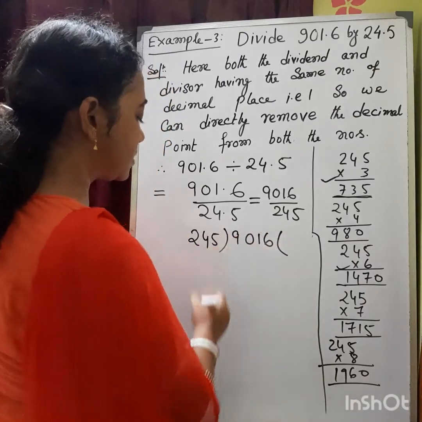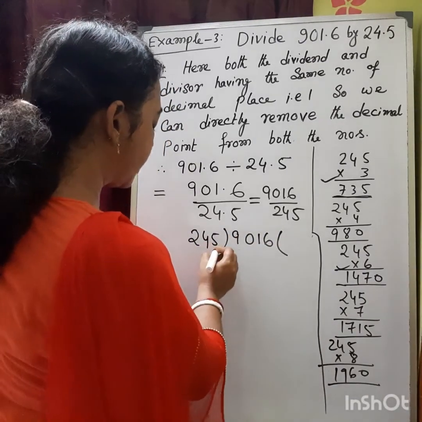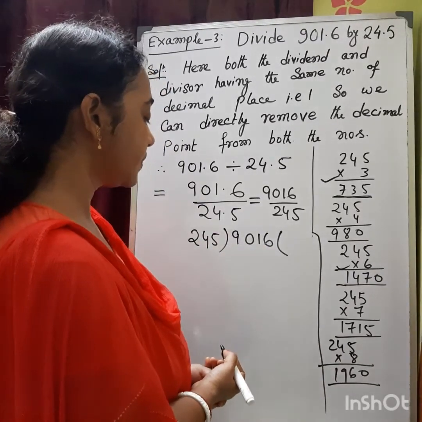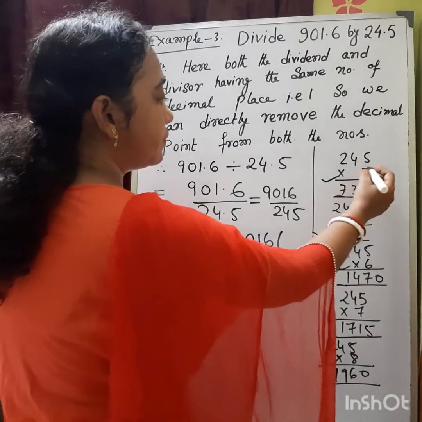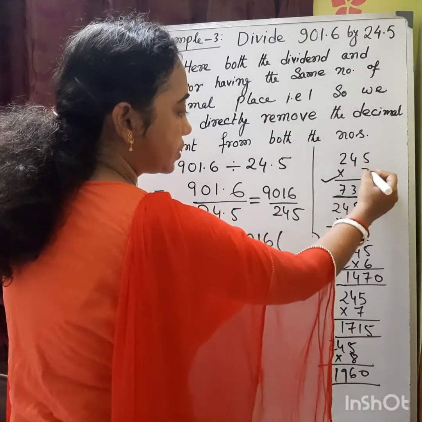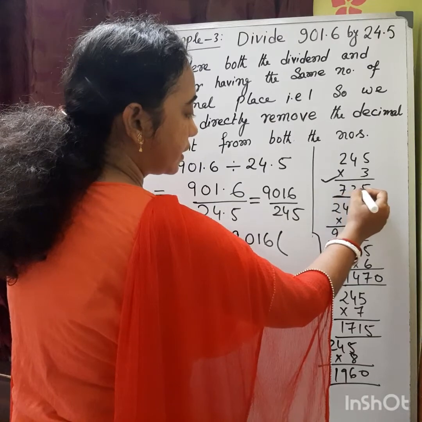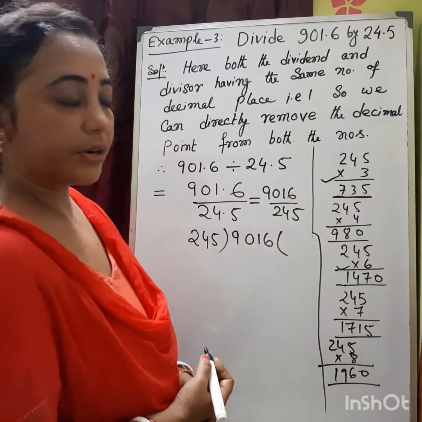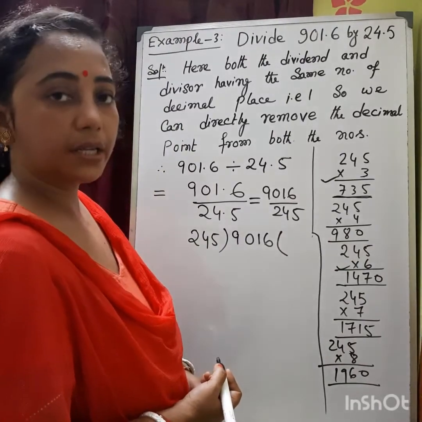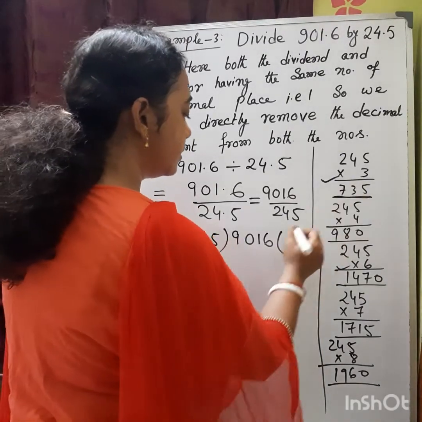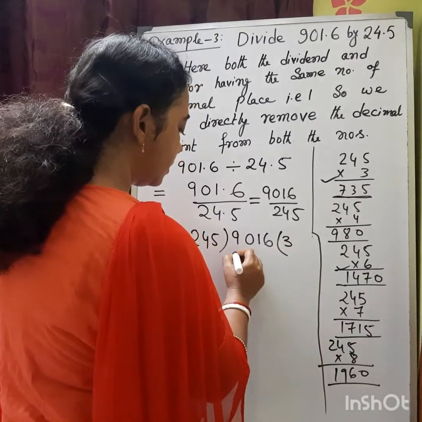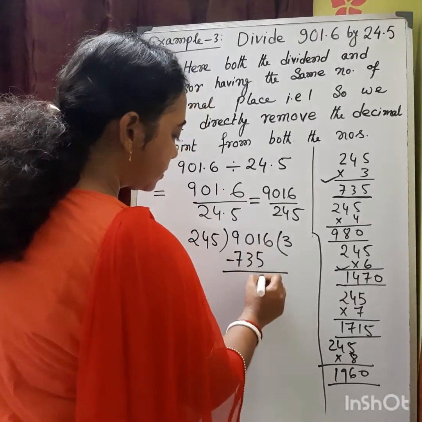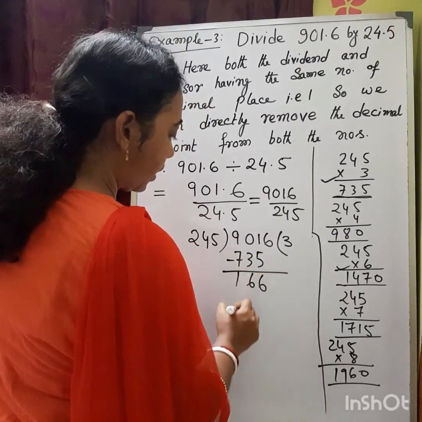Now here the first digit is 9. So 245 is a 3-digit number. So let us consider the first 3 digits here. Now if we multiply 245 by 3, we get the product as 735, and if we multiply 245 by 4, we get the product as 980, but 980 is greater than 901, so we will consider 3 as the quotient. So we write here the product as 735. Now after subtracting, we get 166.